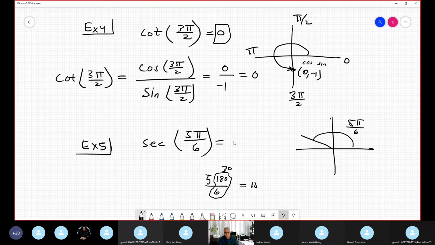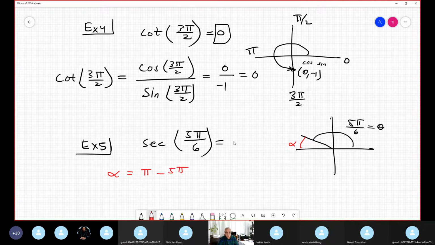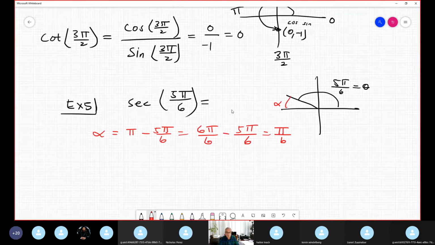This is one mnemonic device to memorize this. So this is my theta, and my alpha is this. By the way, 180, which is pi in radians, minus 5 pi over 6. This is 6 pi over 6 minus 5 pi over 6. It's obvious that it is pi over 6. So I know that any trigonometric function of 5 pi over 6 is equivalent to that of pi over 6.